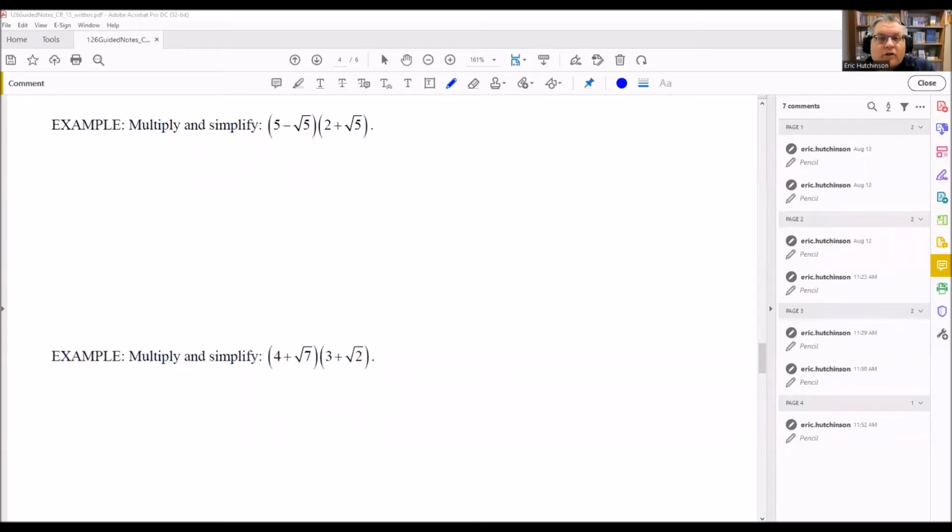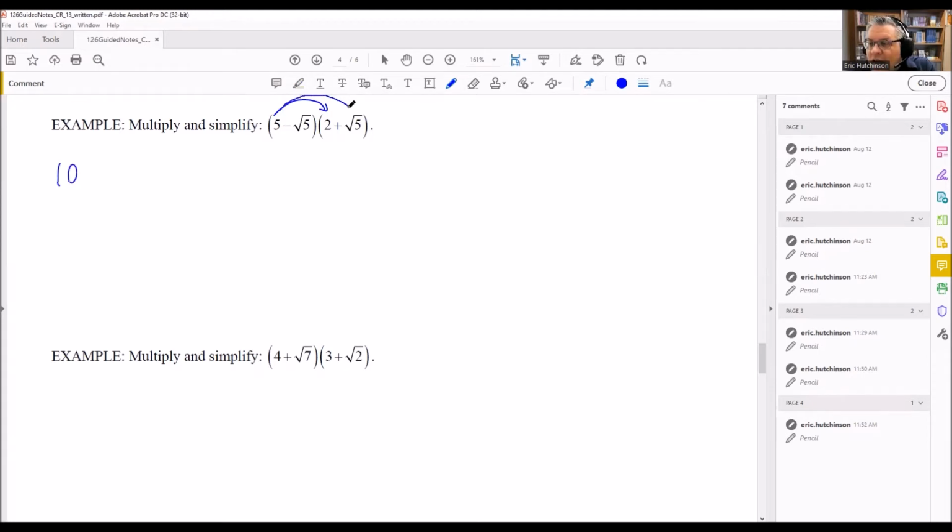These next problems we'll take a look at are also going to be using the FOIL method. The FOIL method is the order in which you multiply these. It's first, outer, inner, last. So for this, we'll start with the first terms, 5 times 2, which is going to give us 10.